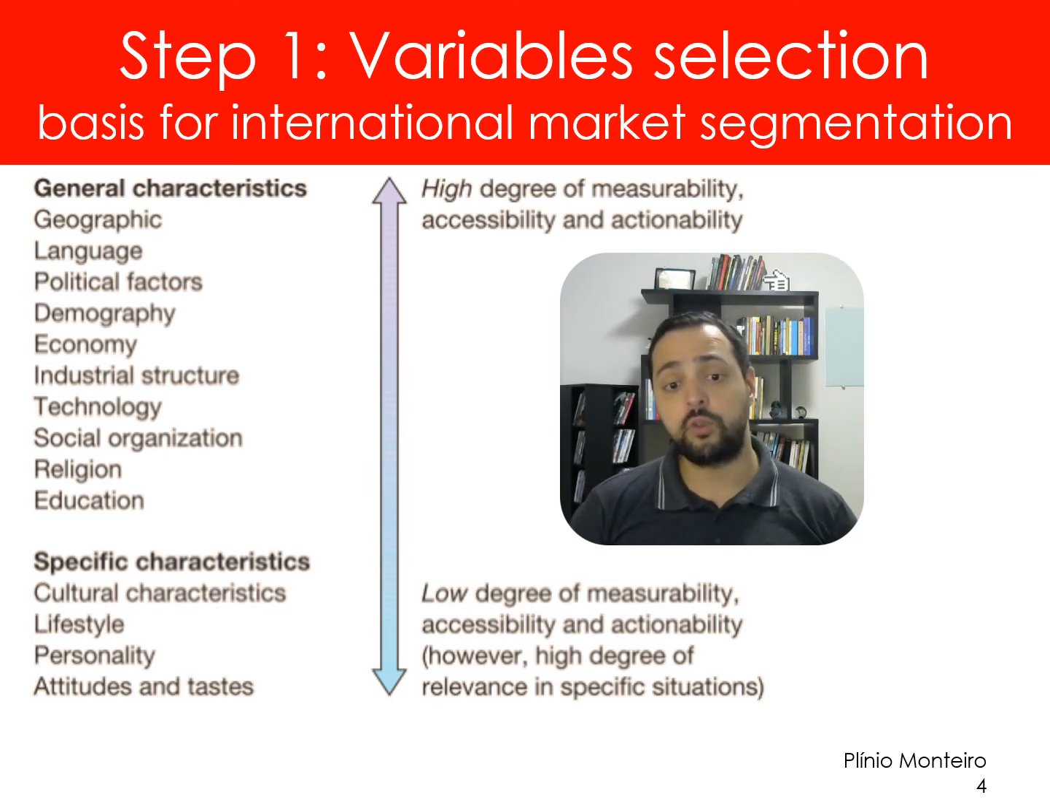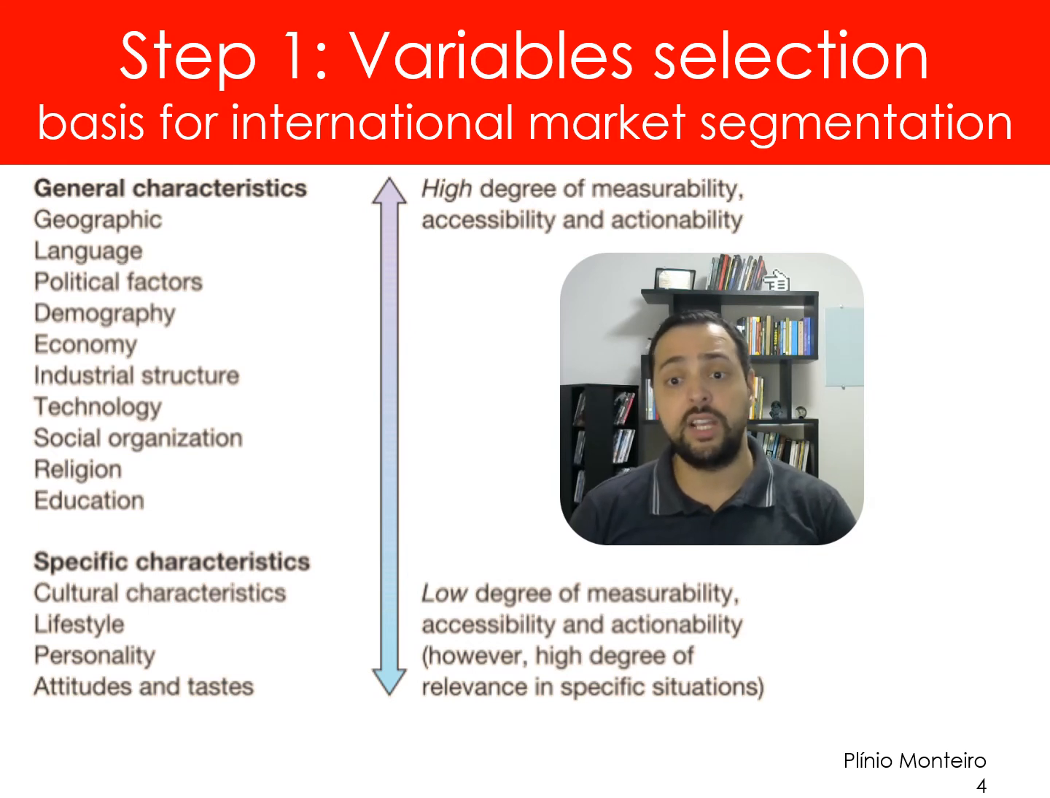Or you can move to more specific characteristics that will be closer to the customer behavior, and because of that, probably if you have access to these variables, they are going to have a better representation of the customer behavior in each country. So let's look at what happens when you move to general characteristics.